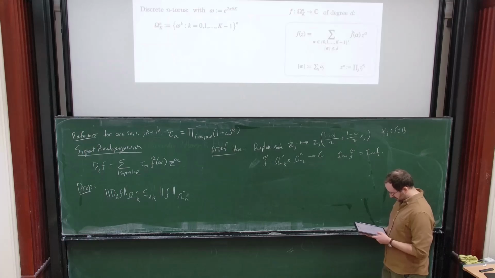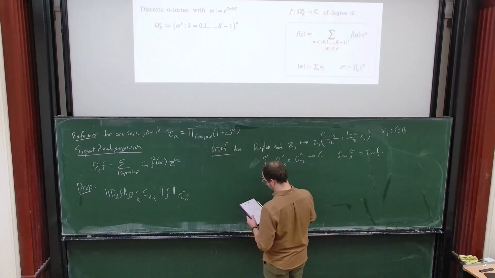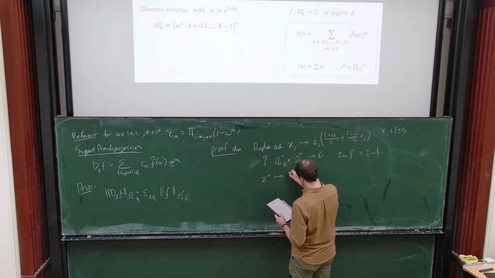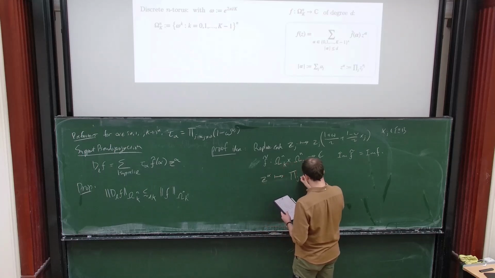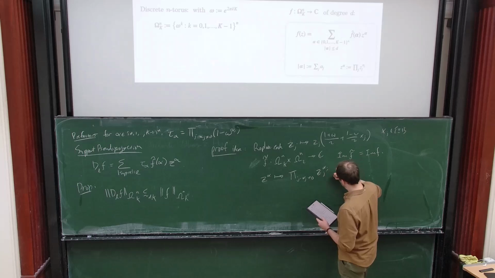And we can also look at what happens to a whole monomial. So it becomes the product over j such that alpha j is not 0, to the j alpha.